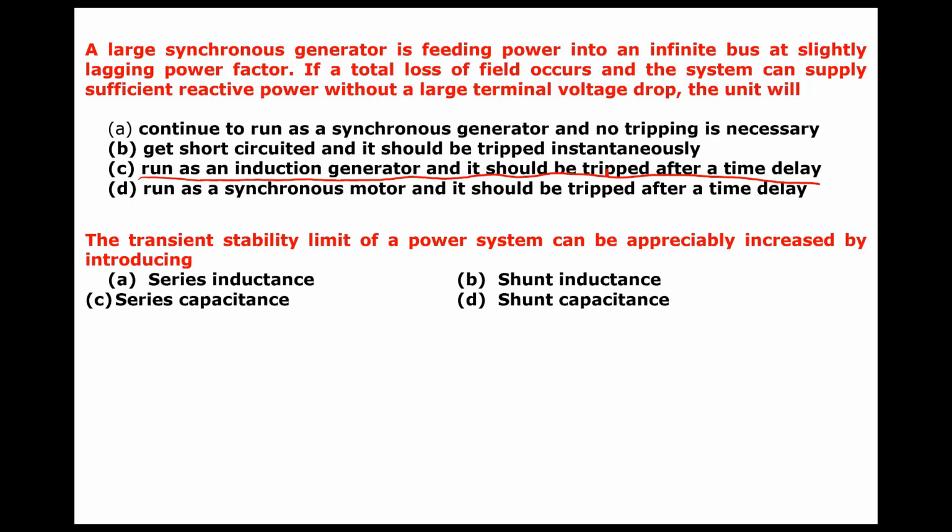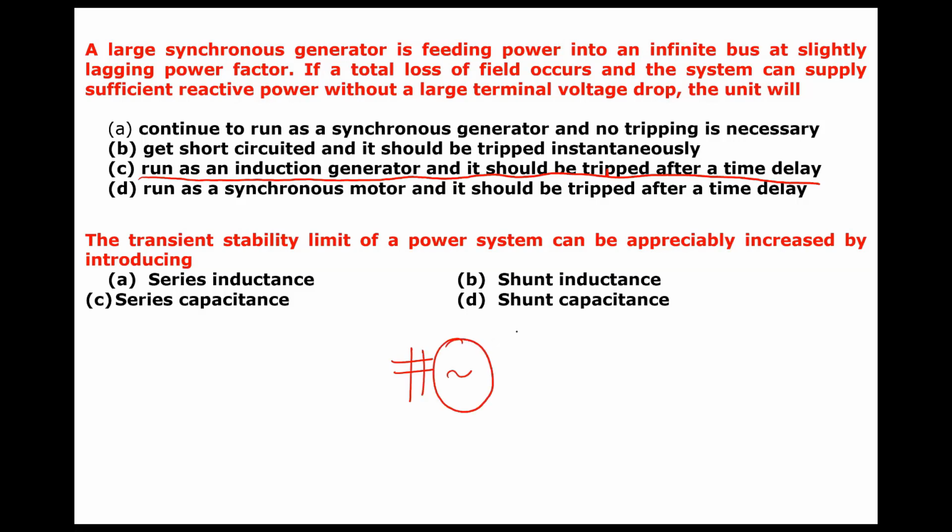So if the prime mover gets disconnected, then the synchronous generator acts as a synchronous motor. Suppose the field gets disconnected, if the magnetic field circuit gets disconnected, then it acts as an induction generator. Understood? So it runs as an induction generator and it should be tripped after a time delay. This is undesirable operation. Okay. So again, I'm explaining to you.